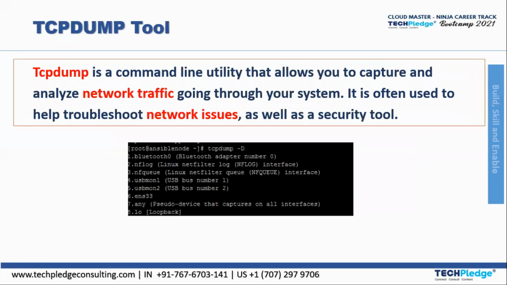So yeah, tcpdump is a general tool that is well known. It is a command line utility that allows you to capture and analyze the network traffic going through your system. It is often used to help troubleshoot network issues as well as a security tool. So for all troubleshooting with your networking, you just go for tcpdump. It is a data network packet analyzer. You can go with the Wireshark tool also for that.